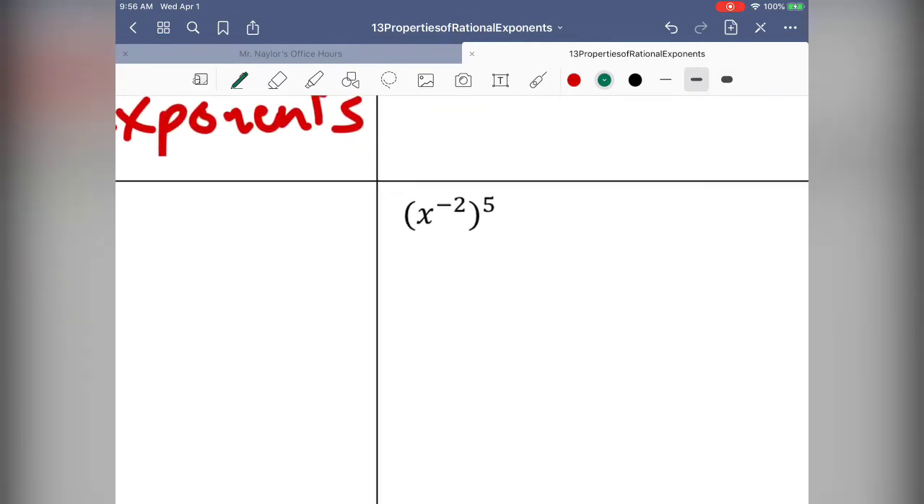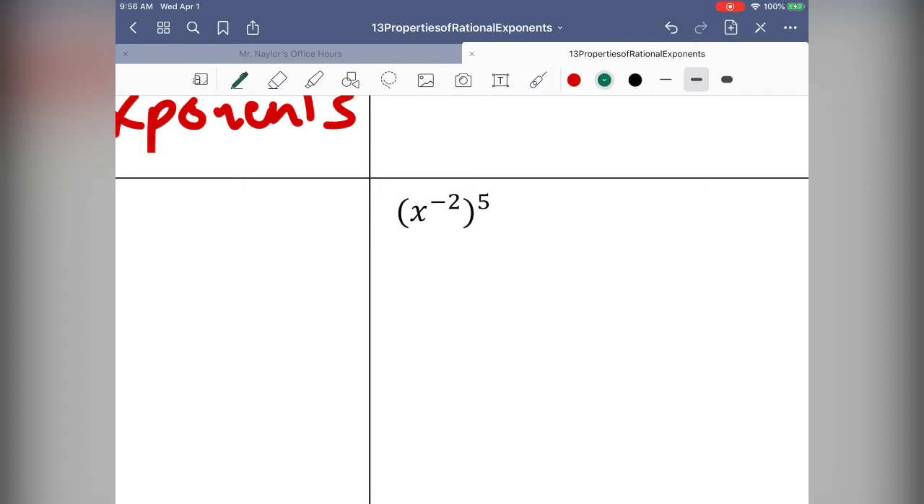What if we have 2 exponents? What if we have like a power to a power? Now, I don't know if we've talked about this specifically this year, but there is something that you do with these exponents, and quite simply what you do with them is you multiply. So if I multiply these exponents, I get obviously -10.